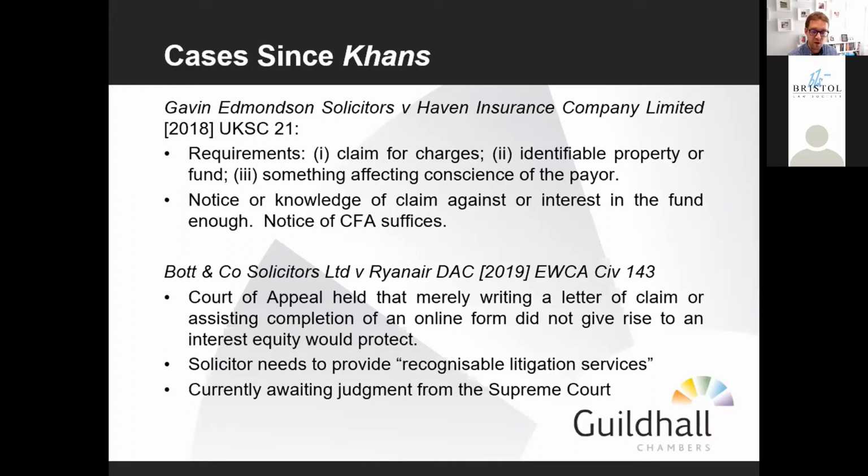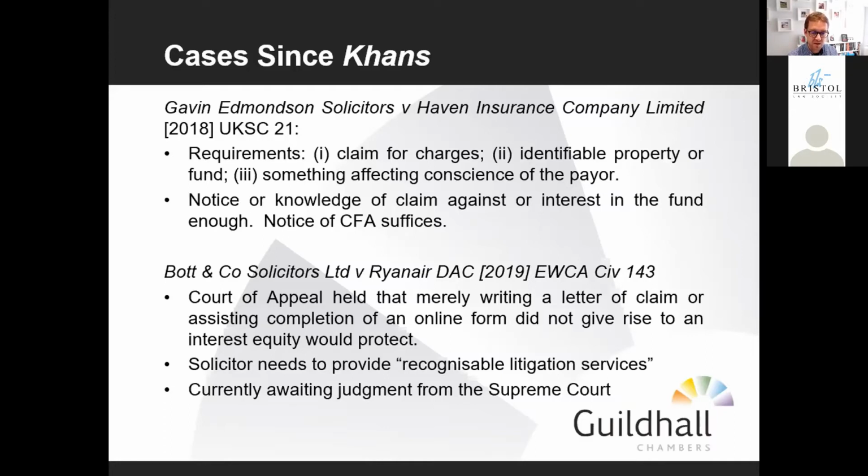When Ryanair settled off the claimants' cases in the Bott case directly, Bott's argument that it should be paid was successfully defeated by Ryanair on the basis that Bott hadn't actually provided litigation services. So a point of distinction was drawn with the Edmondson case between submitting a claim notification form under the MOJ protocol, which was seen to be the provision of a litigation service, and intimating a claim under the protocol that exists for flight delays, which was held not to be a litigation service.